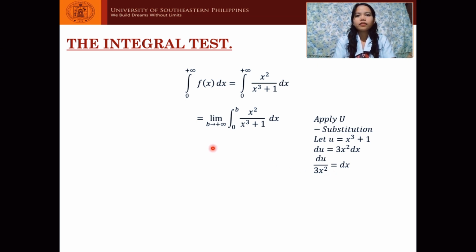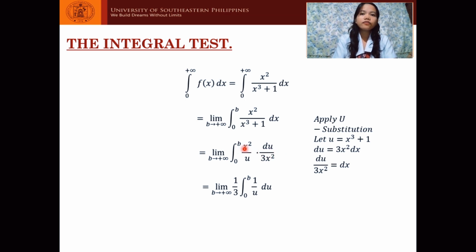So applying the u substitution, we have the limit as b approaches positive infinity of the integral of x squared over u multiplied by du over 3x squared, from 0 to b. As you can see, we have x squared in the numerator and x squared in the denominator, so x squared over x squared is equal to 1. So what we're left with is the limit as b approaches positive infinity of 1/3 of the integral of 1 over u du.